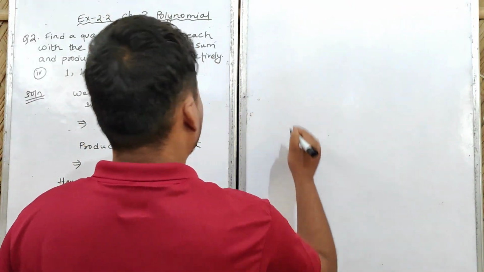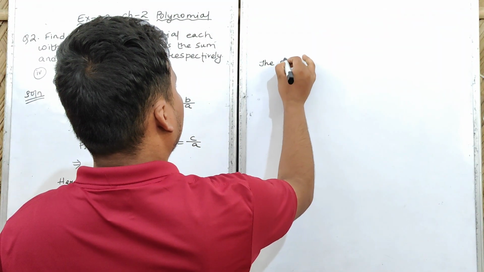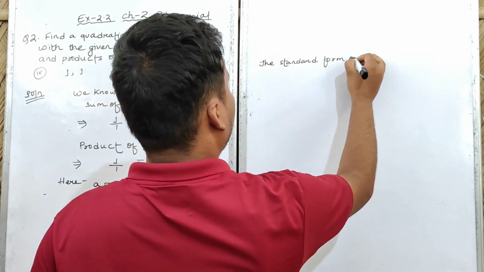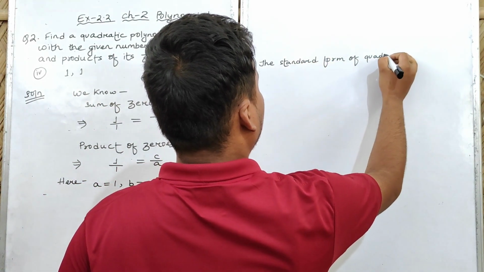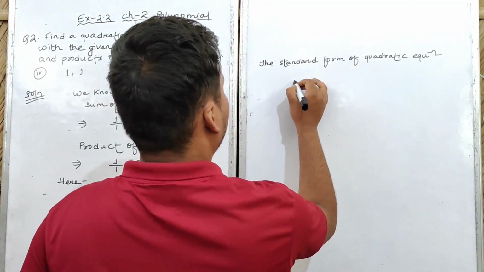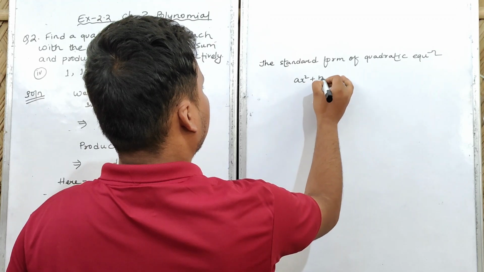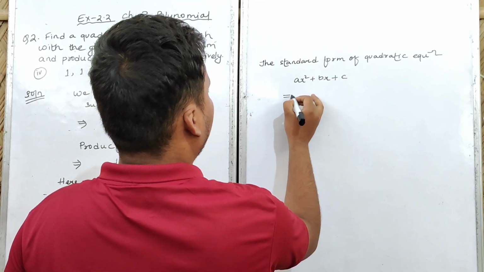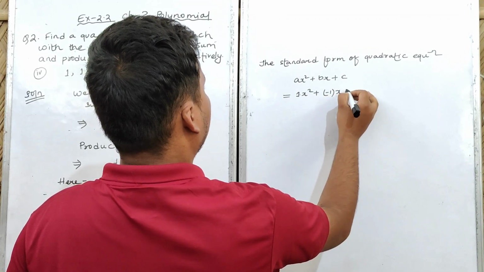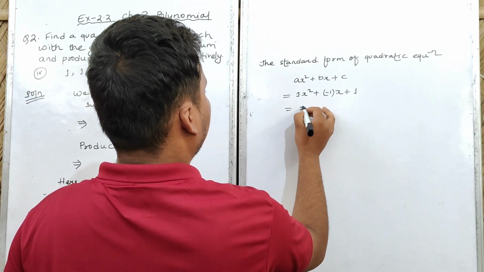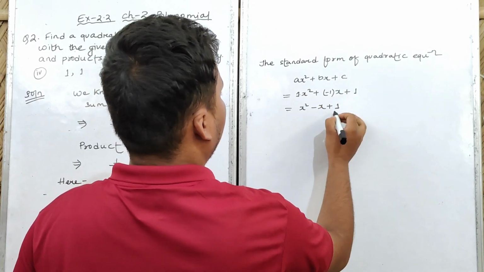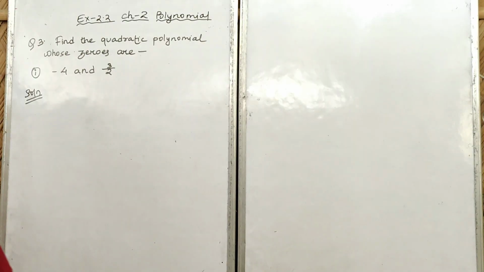Now write the standard form of quadratic equation. So the standard form of quadratic equation, what? ax square plus bx plus c. Now put the value. A means 1, so 1 into x square. Now b means minus 1, so minus x, plus c means again 1. So if you solve this, x square minus x plus 1. So this is our required quadratic polynomial.